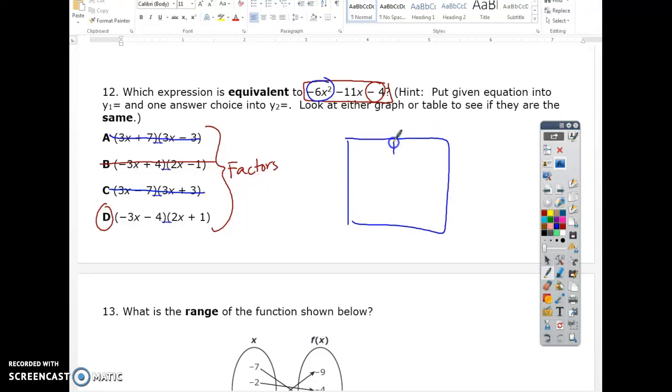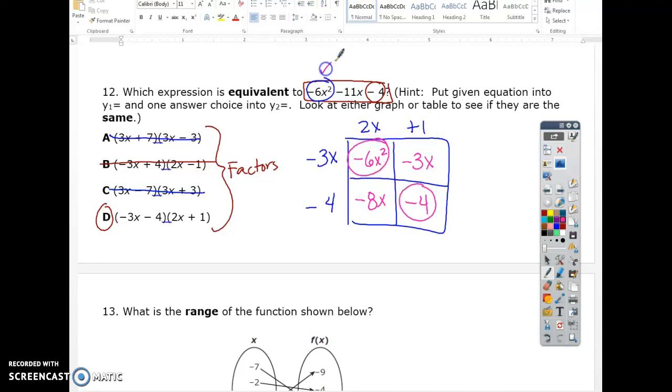I have my box. Negative 3x minus 4 times 2x plus 1. This is negative 6x squared. This is negative 3x. 2 times negative 4 is a negative 8x. And negative 4 times 1 is a negative 4. Okay, the first number and the last number are correct. Check, check. The middle numbers, when you combine these two, give you negative 11. So the answer is D. And all we had to do was box method.